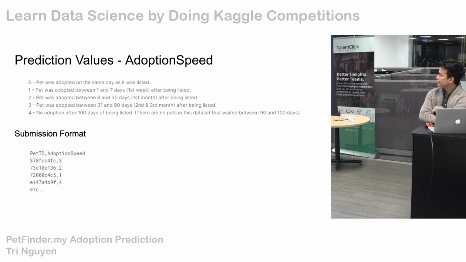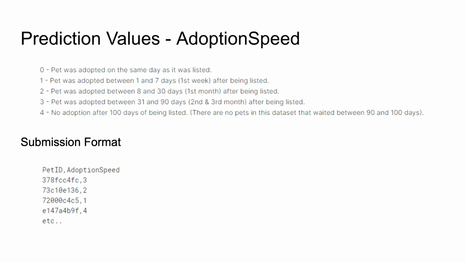So here are the prediction values. This is a multi-label prediction. So we have 5 values corresponding to how fast a pet would be adopted, with 0 being adopted immediately on the same day, and 4 being the furthest away. That would mean no adoption after 100 days, and I guess that would be the least ideal option.